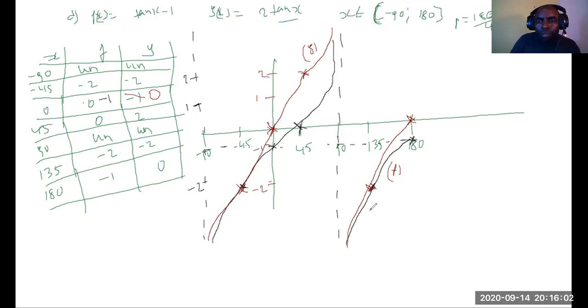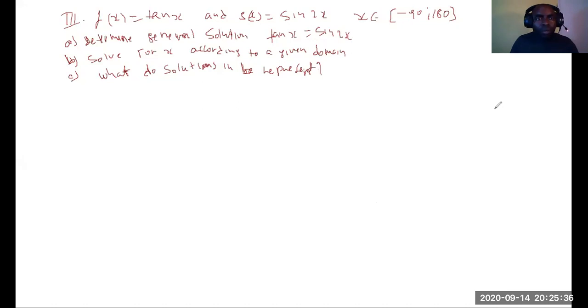That would be perfect. Let's look at the other kind of question. So here we have got a typical question where the graphs might also have some elements of general solution. We have got tan x here, f of x, and g of x, which is sin 2x, and we are given the domain. Now they want us to get the general solution.